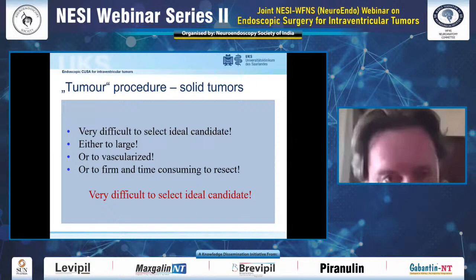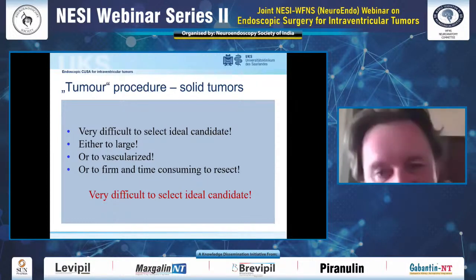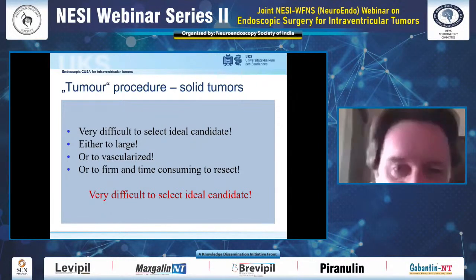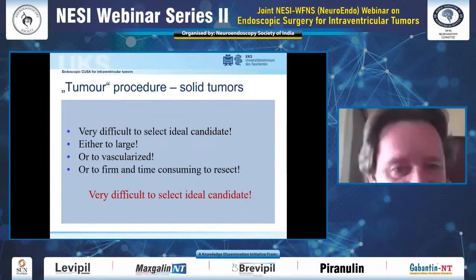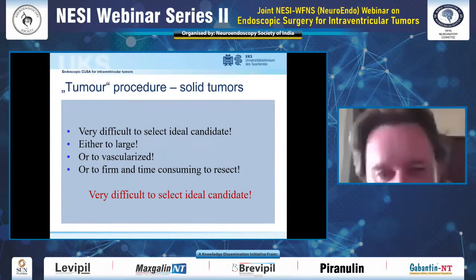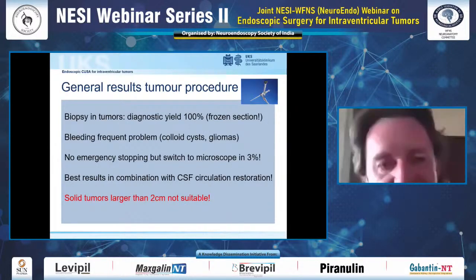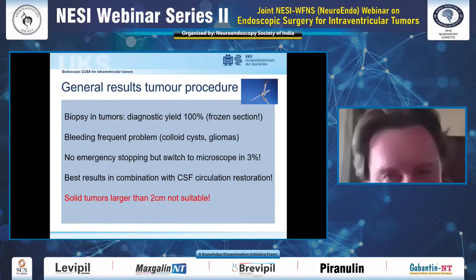Actually, it's very difficult to select the ideal candidate. Sometimes you switch from a sheer endoscopic technique to a microsurgical procedure with an endoscopic assistant. And sometimes you approach a lesion microsurgically, and then you think, well, I could have done this in a sheer endoscopic technique. So it's difficult to select the ideal candidate. They are either too large, too vascularized, too firm, or too time-consuming to resect. So there are no real criteria where you can select one candidate ideally for endoscopy or for microsurgery.